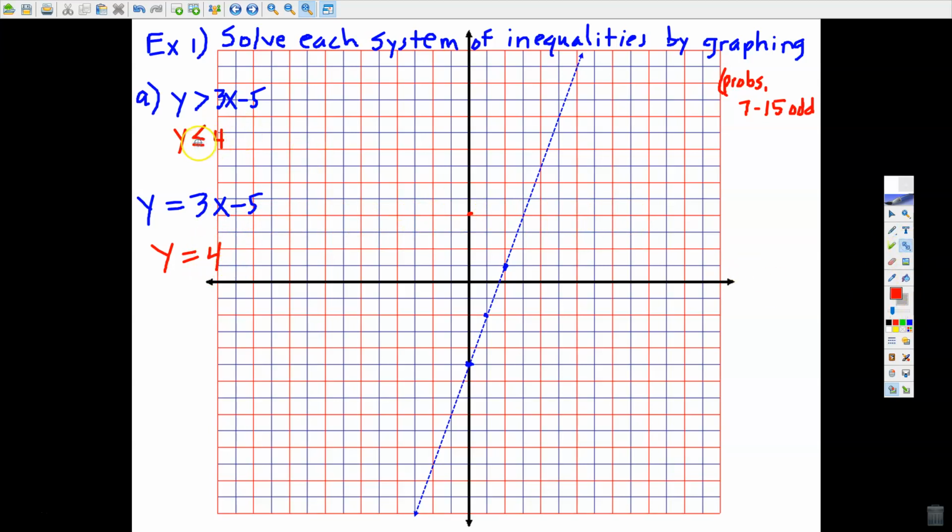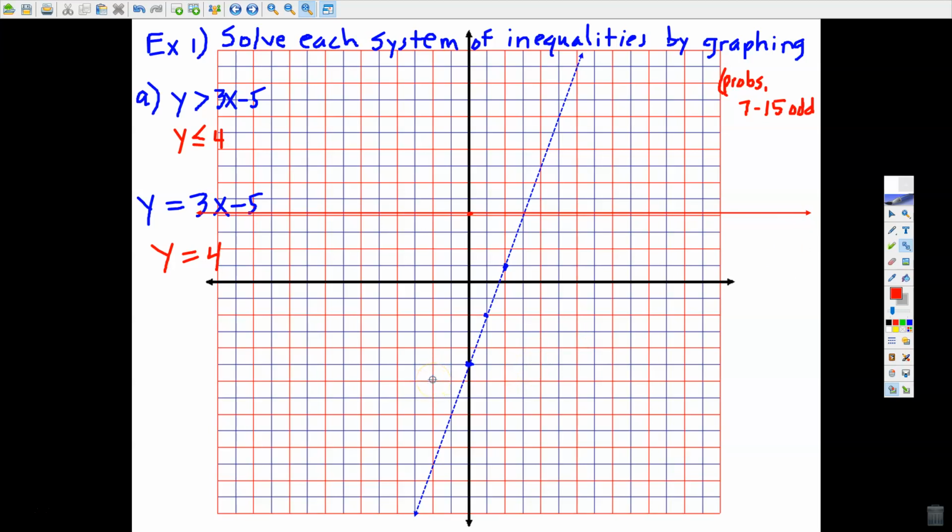And before I draw the boundary line, I want to pay attention to what the inequality says. It says or equal to, so I need to be careful and change my line to solid. So this is the boundary line for y equals 4. Pretty close, I guess. It's hard to line this up exactly.